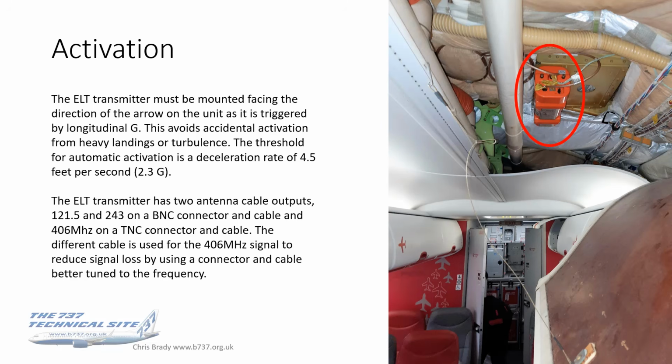The transmitter itself has 2 antenna cable outputs, which you can just about see on that photo. One cable runs the 1215 and 243 megahertz transmissions on a BNC connector cable, and the other one runs the 406 megahertz transmissions on a TNC connector cable. And the reason why different cables are used is to reduce signal loss.